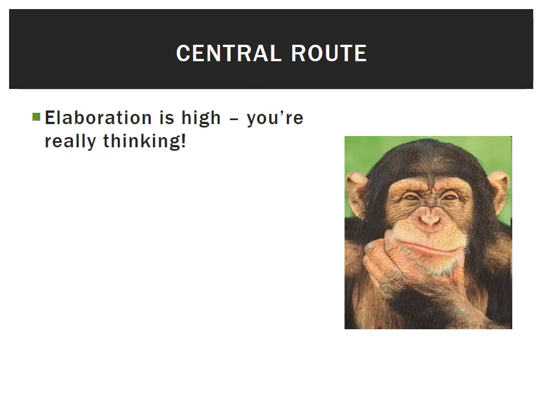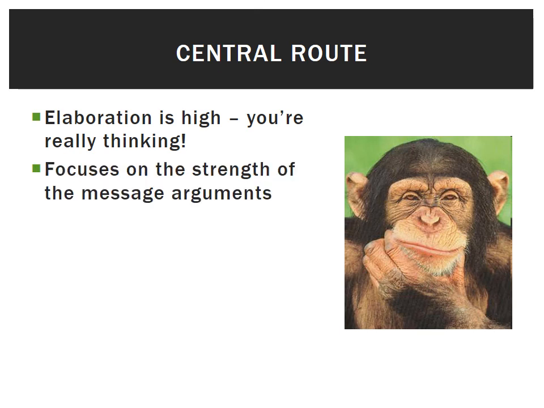So central route, again, is where elaboration is very high, so this is where you're really thinking. Again, remember, elaboration in the ELM just means thinking, careful thought. So you're at the high end of the elaboration, so you're very likely to think carefully. That means that you are focusing on the strength of the message arguments. So you're not really paying attention as much to the peripheral cues, like the colors involved in that ad in the previous slide there. Instead, you're focusing on the arguments. You're carefully evaluating the strength of those arguments, and you're deciding, are these good reasons to go vegetarian or not?